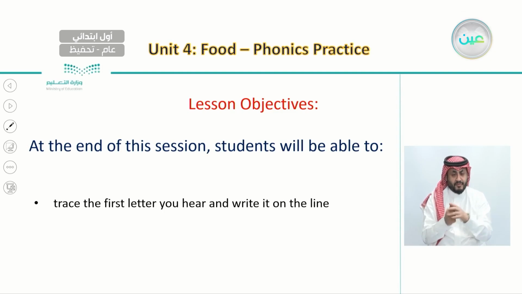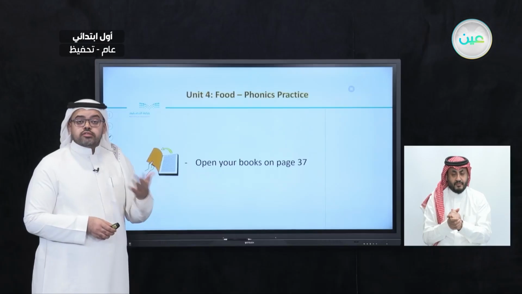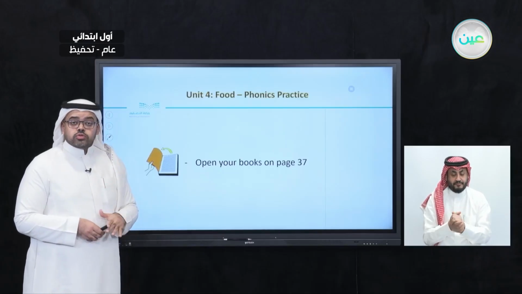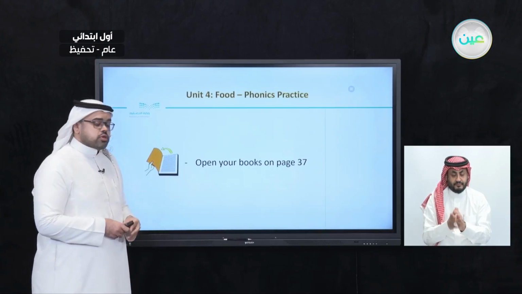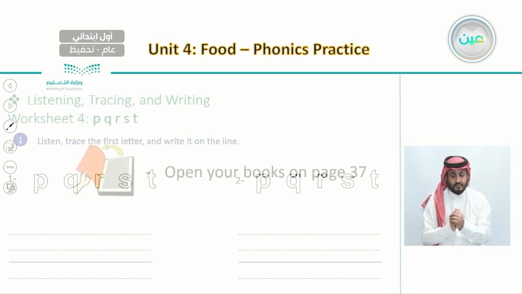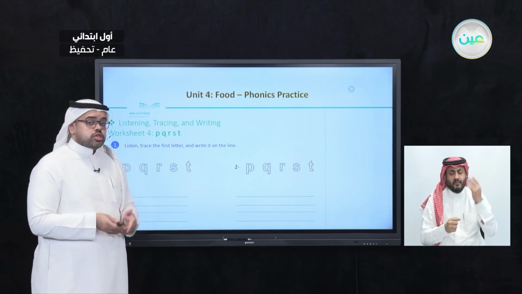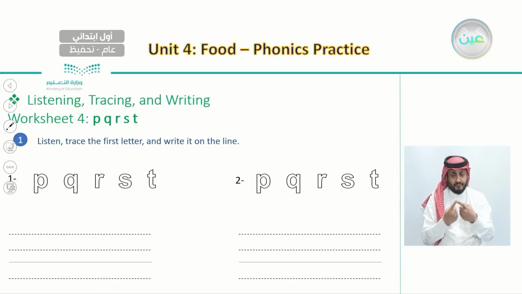So we're going to do the fourth worksheet that we practiced 3 times before. And before we do this, I would like you please to open your books on page 37. Now, on page 37, as you can see here, this is worksheet number 4. We're going to do as we did with the previous worksheet: listen to the letter, trace the letter, and also write down the letter as well.